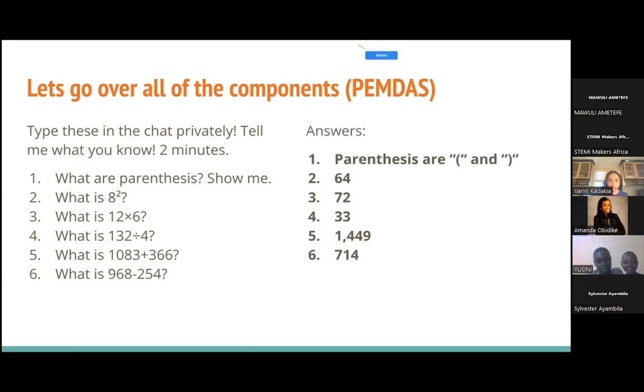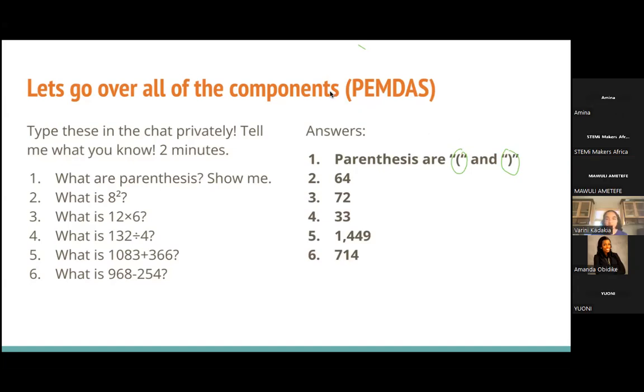So parentheses look like that. They're basically these open and closed things. And this will go around numbers, and when we do some practice problems, you'll see how they play into how we're supposed to analyze or simplify expressions. And then 8 squared is 64, and then 12 times 6 is, whoever raised their hand, do you have a question? Amina?